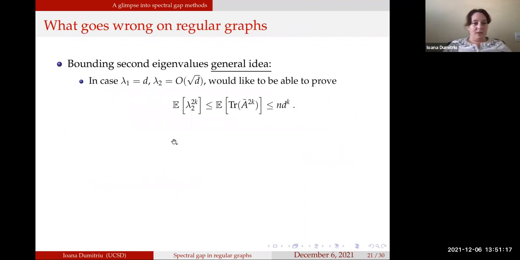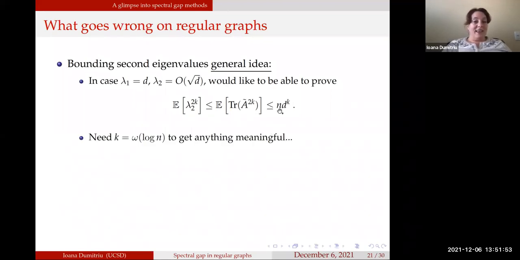But there's a problem with it. If we want to show that there's spectral gap, so we want to look at how large this trace of A tilde to the 2k is, we would like to show that in expectation at least it is less than or equal to n d to the k. Because remember, we want to show that the second eigenvalue is on the order of root d. So if we leave that to 2k, then we get d to the k, and we have about n of them. So we'd like to show something like this.